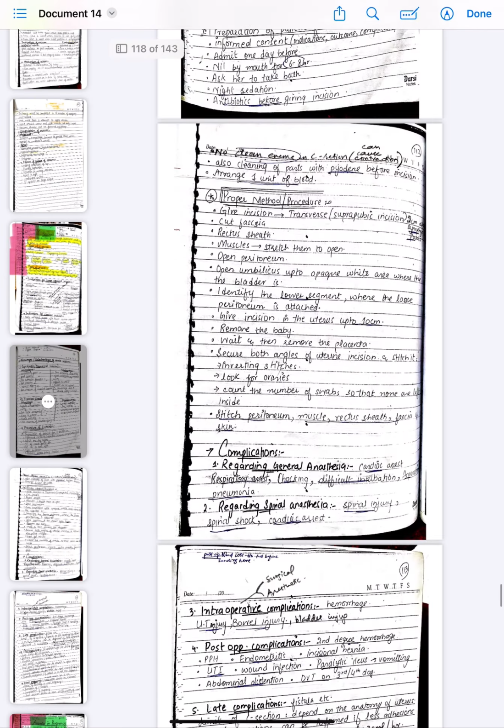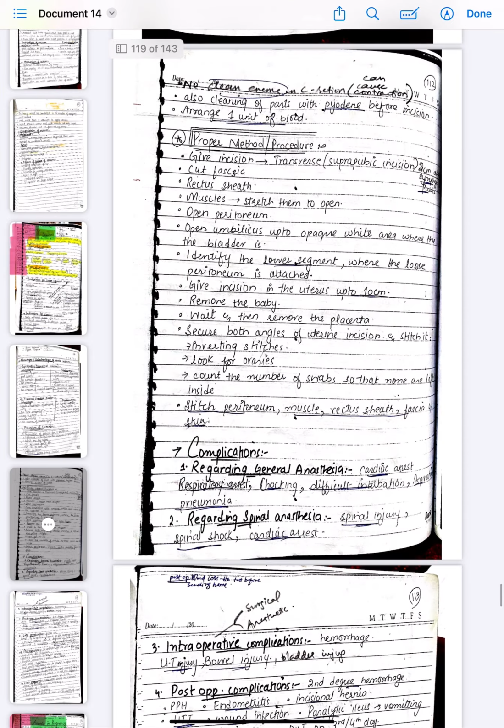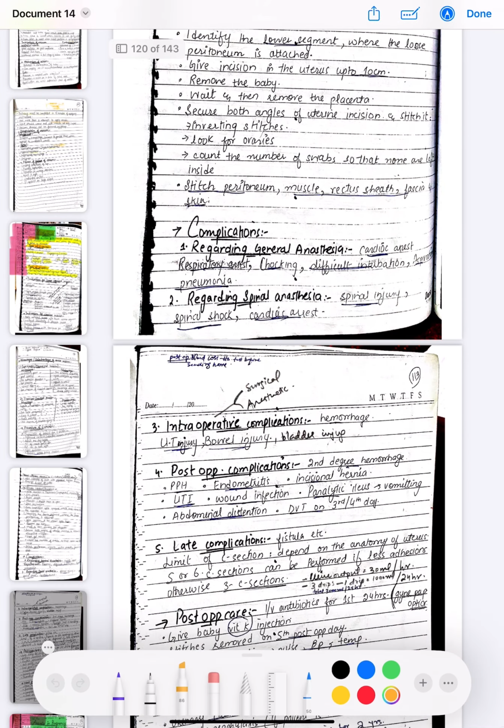Okay. So here we were discussing the complications. First of all, intraoperative complications. Regarding general anesthesia, they are cardiac arrest, respiratory arrest, choking, difficulties in intubation, and pneumonia. Regarding spinal anesthesia, the complications are spinal injury, spinal shock, and cardiac arrest.